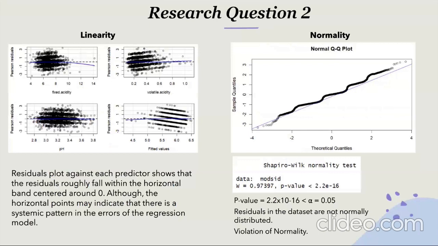The residual plots were created against each variable. The residuals roughly fall within the horizontal band centered around 0, although the horizontal points may indicate that there is a systematic pattern in the errors of the regression model. The Shapiro-Wilk normality test was performed, which identified a p-value less than 0.05. We can conclude that the data isn't normally distributed. This is further demonstrated in the QQ plot, where the points create a wave pattern along the line.